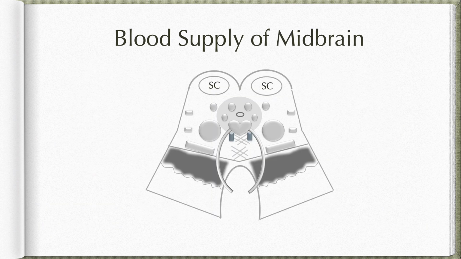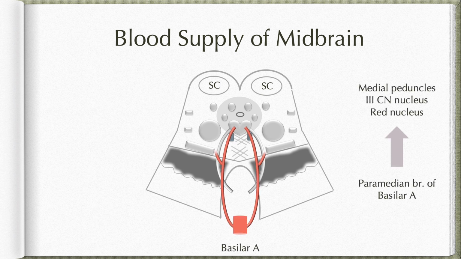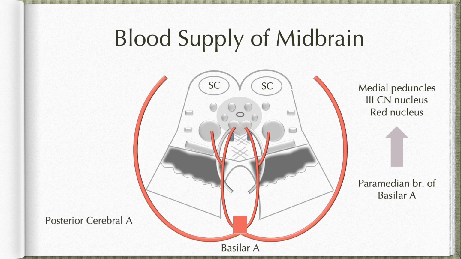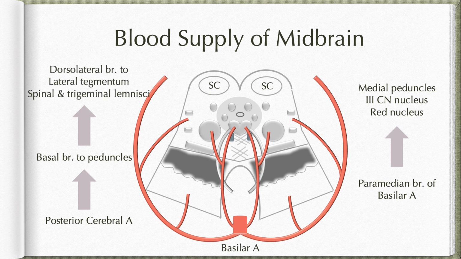Coming to the blood supply of midbrain, the basilar artery will give direct branches known as paramedian branches, which will be supplying only the medial parts of the cerebral peduncles, nucleus of the oculomotor nerve as well as the red nucleus, whereas the entire rest of the midbrain is supplied by the branches of posterior cerebral arteries. It will give either the basal branches, which will be supplying the cerebral peduncles, or it will be giving the dorsolateral branches, which will be supplying the lateral part of the tegmentum, including spinal and trigeminal lemnisci. Subsequently, it goes further posteriorly to supply the tectal region.